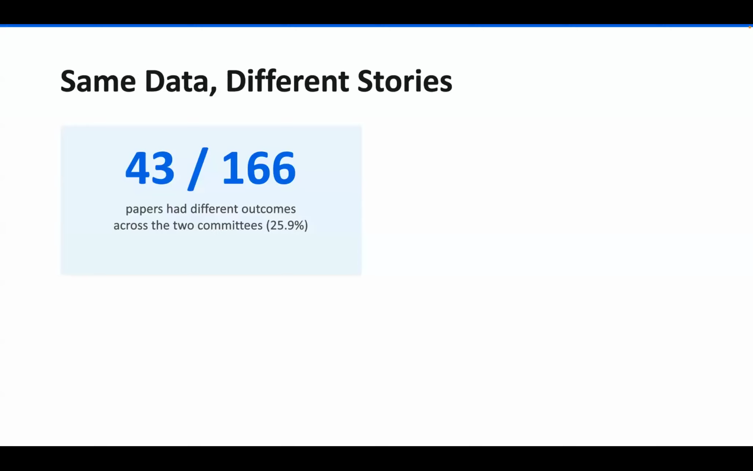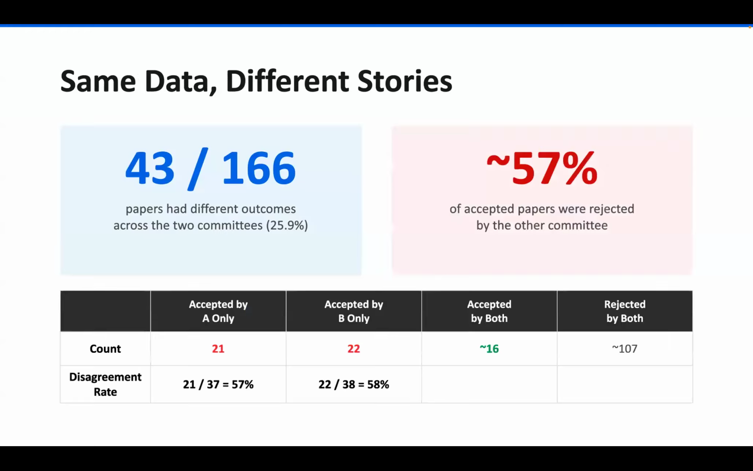Okay, so here is what the outcome was. 43 out of these 166 papers had different outcomes from both communities. But this is not the complete picture. Let's look at the data in more detail. So what they had is, they said that the acceptance rate for the conference was around 22%.